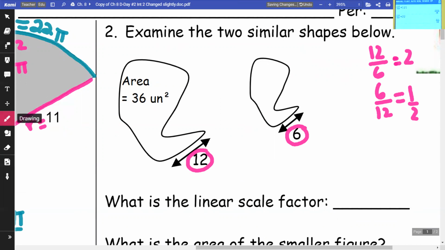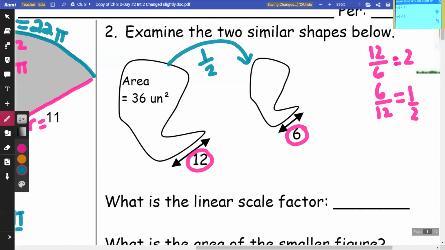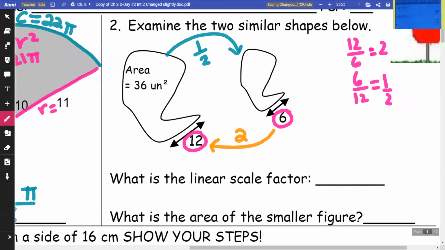Now, if I'm going from my bigger one to my smaller one, I would have been multiplying all the sides by 1/2. If I am going from my smaller one to my bigger one, I would have multiplied everything by 2 in terms of sides. Okay, so I'm going to think of this as a ratio of 1/2, because my size of my bigger one, all the sides are going to be half as much. So this is 12, half of 12 is 6.